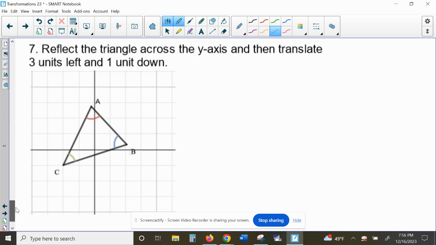Okay, number 7, we are reflecting a triangle across the y-axis and then translating 3 units to the left and 1 unit down. Now remember, always do things in the order that it says. So if it says to first reflect, then translate, you need to do things in that order. You will get the wrong answer.